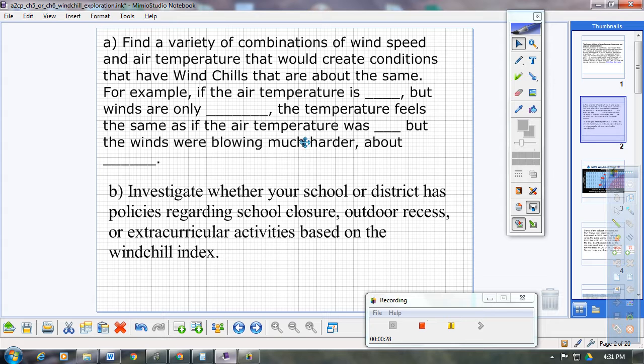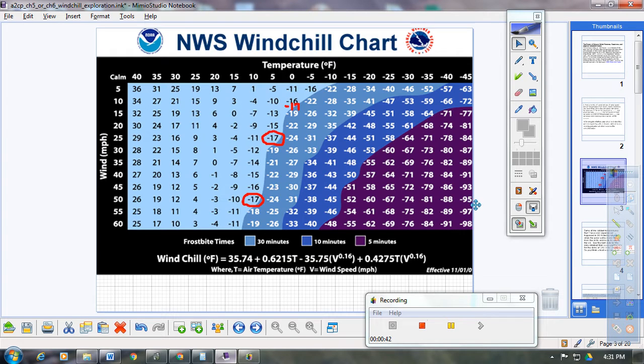So what are we looking at here? We're looking at the wind chill chart, and I've identified negative 17 degrees Fahrenheit here. When you have a 10-degree air temperature with a 50-mile-per-hour wind, it would create a wind chill that feels like negative 17. Likewise, a temperature of 5 degrees with a 25-mile-per-hour wind would yield negative 17.